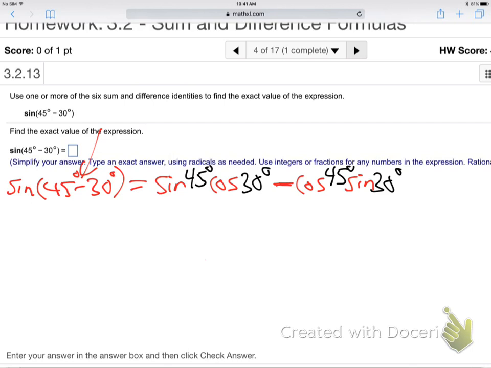And now do little units, draw a little unit circle, figure out the sine and cosine of 45, the sine and cosine of 30.